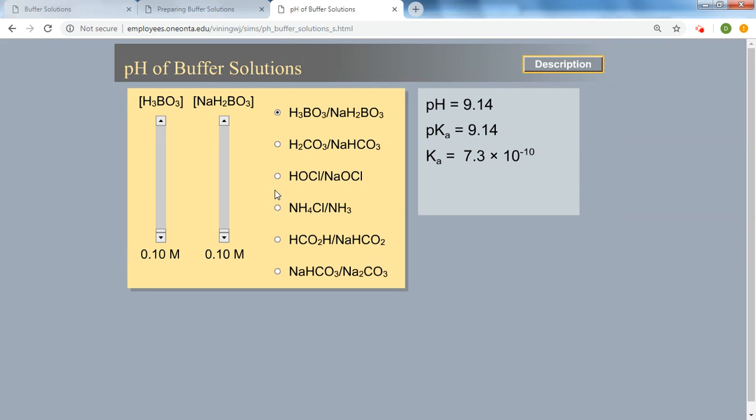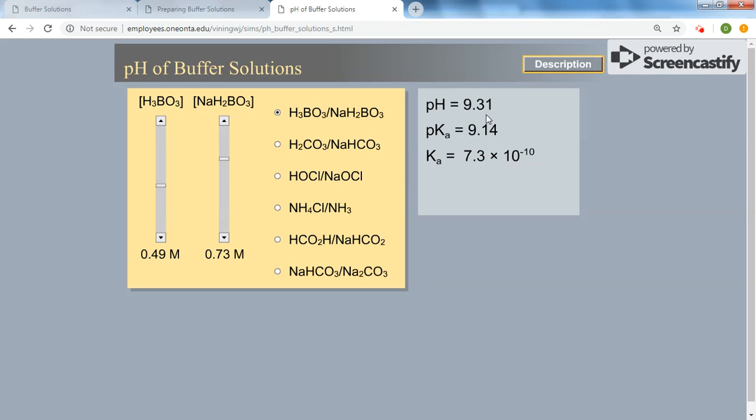The final one is the pH of buffer solutions. So this is what you can use to practice your Henderson-Hasselbalch buffer equations and calculations. So you can either use the concentration of the acid with its conjugate base and say the pH to work out the pKa, or you could use the concentrations and the Ka to work out the pH. So for example, if I had this concentration and I then try to calculate the pH, you can see straight away whether your calculation is correct.